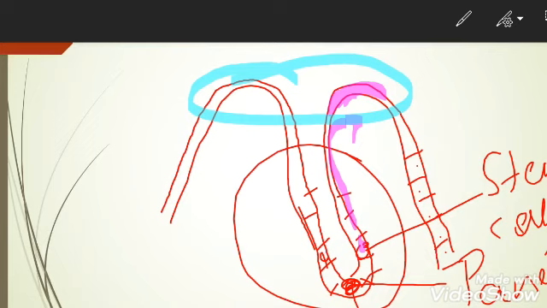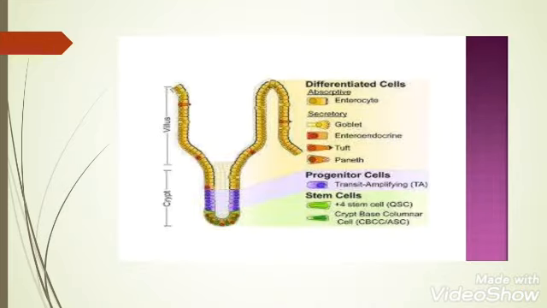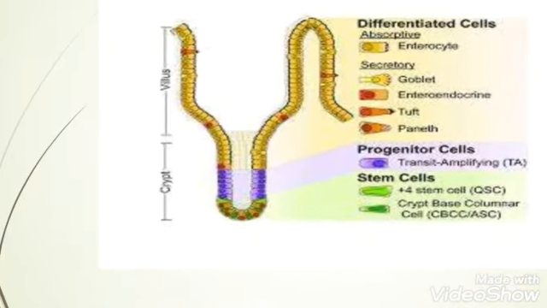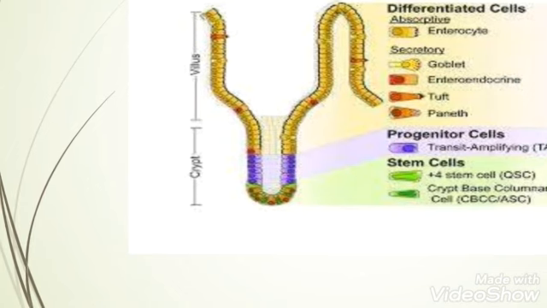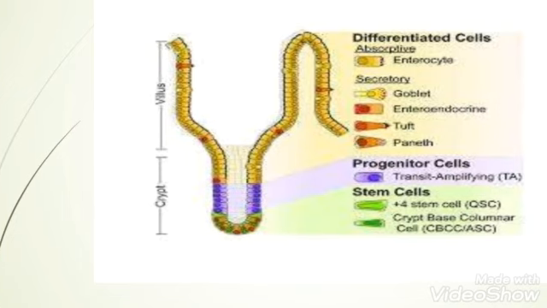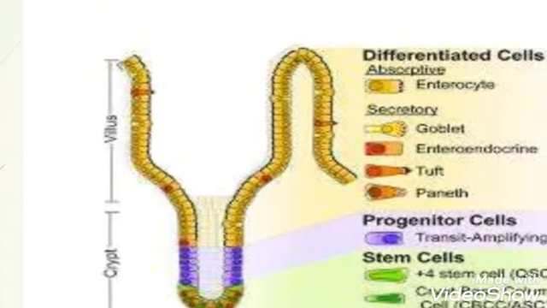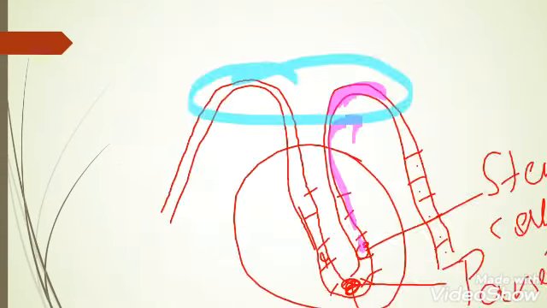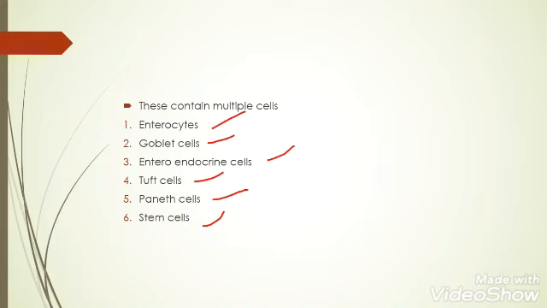Okay, so now we can say that the crypts of Lieberkühn are nothing but different specialized glands, different specialized structures. Stem cells are situated at the basal region. The progenitor cells rapidly divide and form the particular types of cells which are found in the small intestine. So basically the main function of the crypt of Lieberkühn is, you have heard about Brunner's gland.